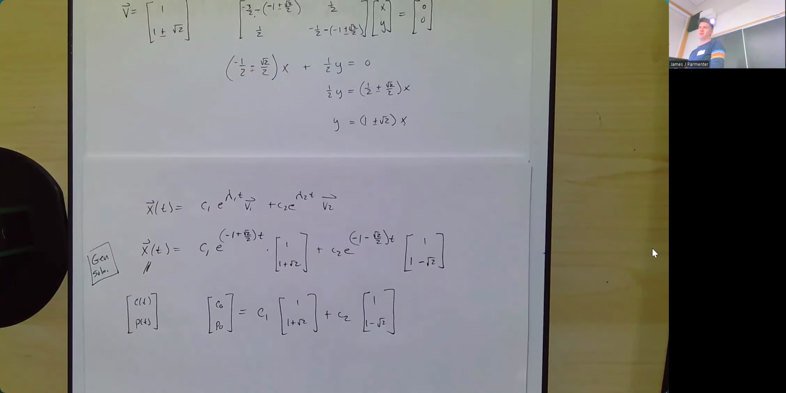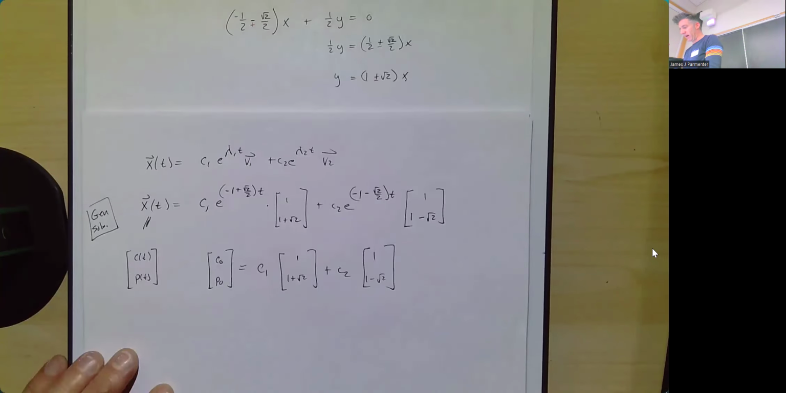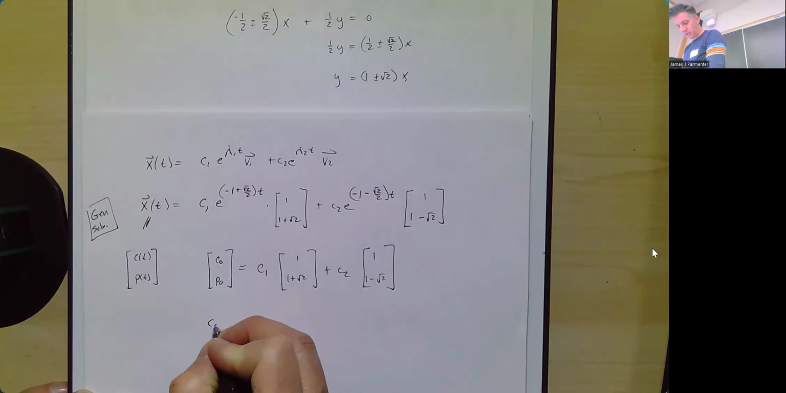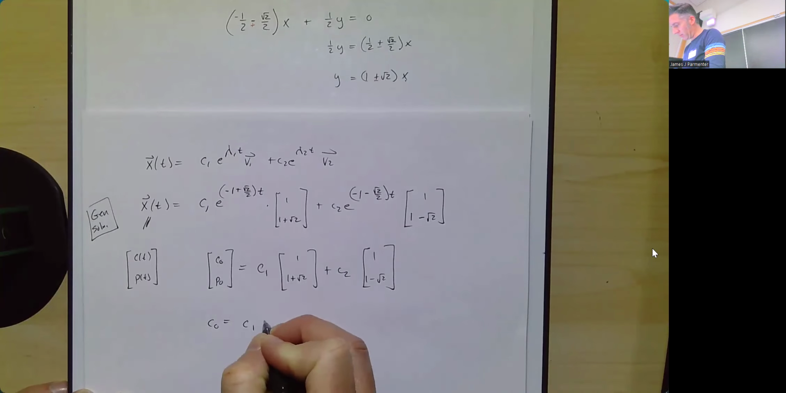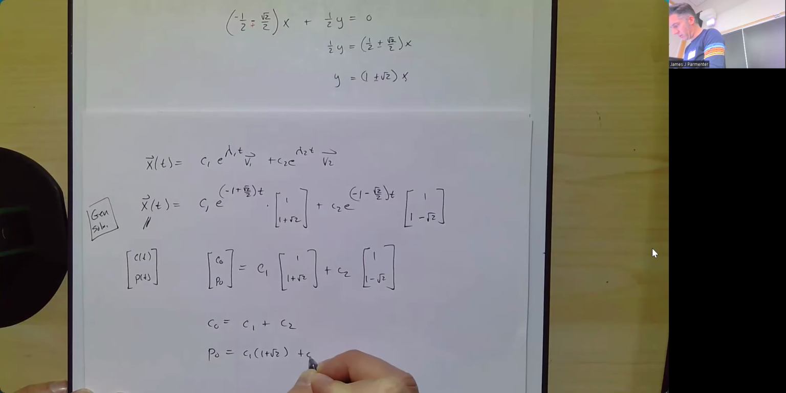There's a couple ways to deal with this. You could write the matrix and find the inverse. I feel like that's more work than it's usually worth. It's usually easy enough, I think, to just say, okay, I've got C0 equal to C1 plus C2, and P0 equal to C1 times 1 plus root 2, plus C2 times 1 minus root 2. And then take your pick.